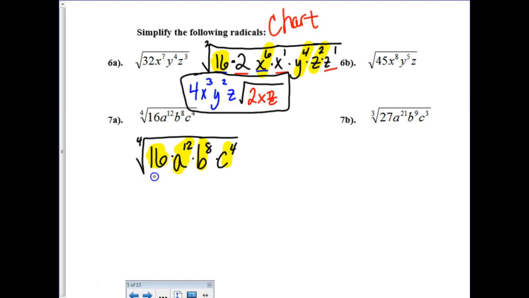Here we go. 4th root of 16 on that chart is a 2. 4th root of a to the 12th is a to the 3rd. And 4th root of c to the 4th is c to the 1st, or you can just write c. So there will be a time possibly on your test where everything reduces out of the radical and there's no radical left.